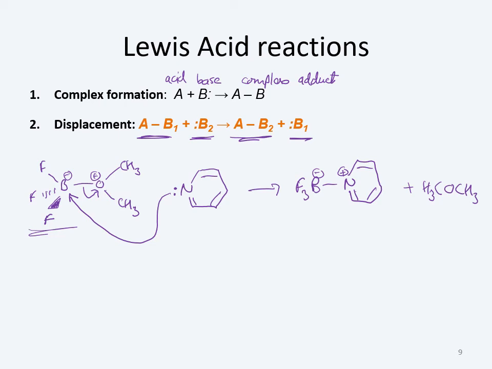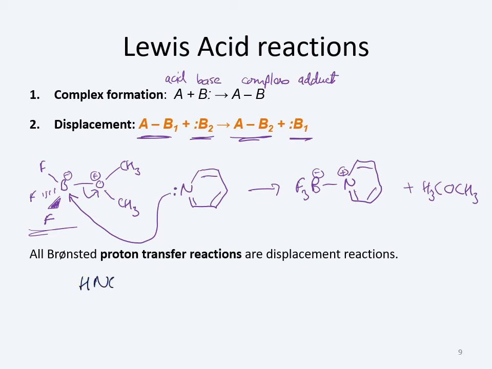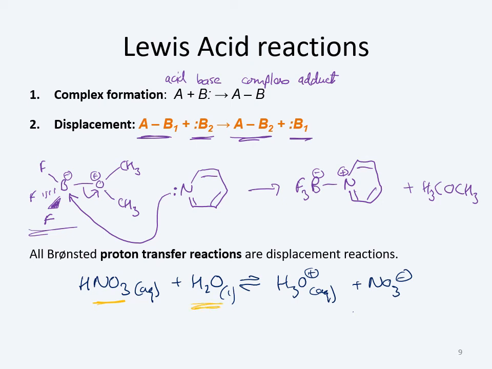Okay. And to put this into context, all of the Bronsted proton transfer reactions we've met so far are displacement reactions. So for example, if you've got your acid, in this case nitric acid, reacting with water, it is in equilibrium, although obviously for nitric acid we could just use a straight arrow here, with H3O plus (aq), and we've got to make our water liquid, plus NO3 minus. Okay, so that's our classic proton transfer equilibrium. What we have here is a base, NO3 minus, being displaced by a stronger base, H2O, to give a new complex adduct, H3O plus, and the weaker base, NO3 minus. Okay.